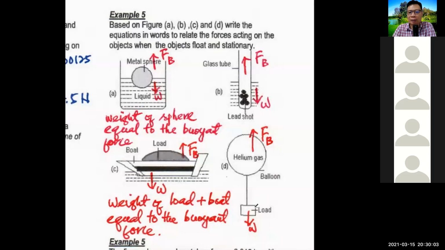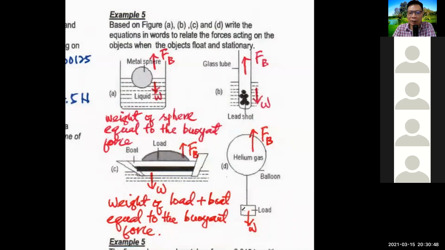There are load, balloon, and helium gas. There are three things here, you know. And these three things must be balanced by the buoyant force. So, Cheris, how to give the answer? The weight of load and balloon is equal to the buoyant force. Helium gas got weight or not? Cheris? Weight of load and balloon. Helium gas got weight or not? The weight of balloon and load is equal to the helium plus buoyant force.